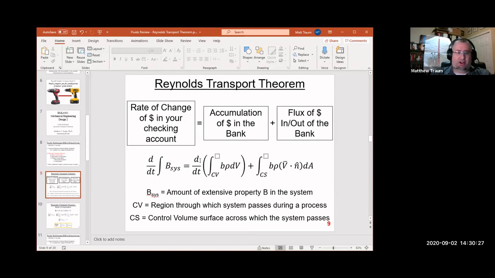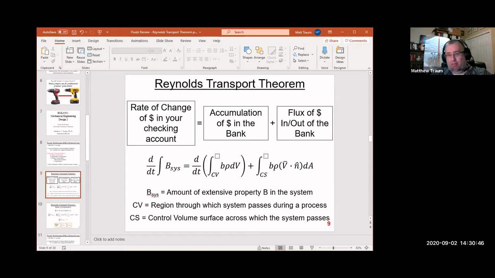This term here in the middle on the right side of the equal sign, this term represents the total amount of money accumulation in the bank, right? So not just your checking account, but in the overall system and structure that is the bank. So the time rate of change of that money accumulation in the overall institution.